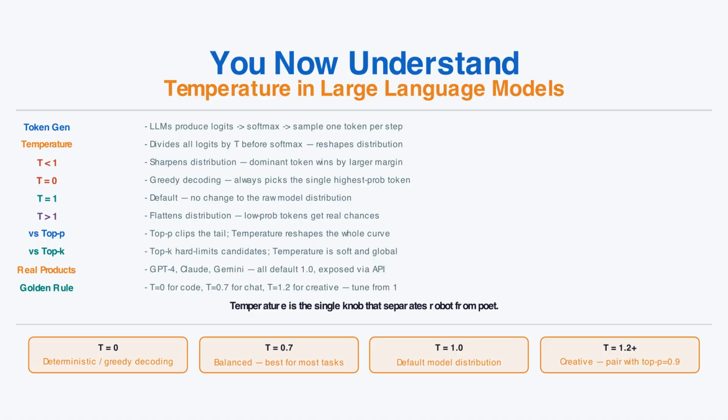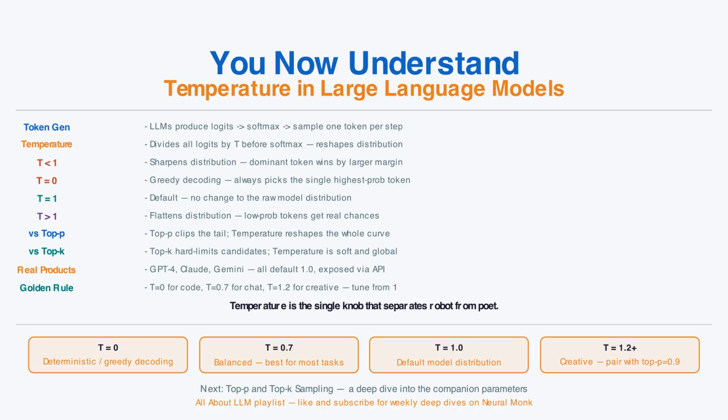Use this for code, facts, maths, and data extraction. High temperature, above 1, flattens the distribution. Lower probability tokens get real chances. Use this for creative writing, brainstorming, and storytelling. Temperature equals 1 preserves the raw model distribution exactly. It is the neutral, balanced default.